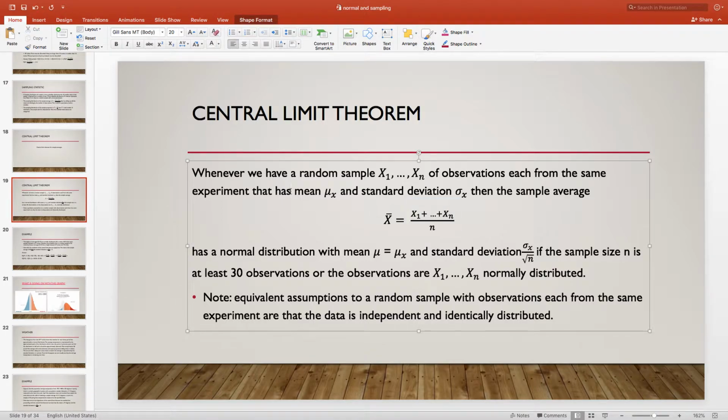The central limit theorem states that if we have a random sample of observations represented by x1 through xn, and they have a mean of mu sub x and a standard deviation of sigma sub x, then the sample average x bar has a normal distribution with mean equal to mu of x. And this is key: the standard deviation changes. It's the old standard deviation of x divided by the square root of n.